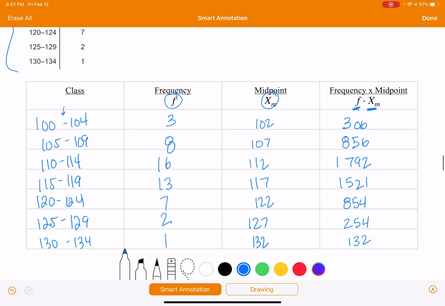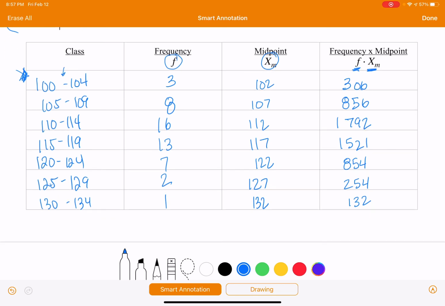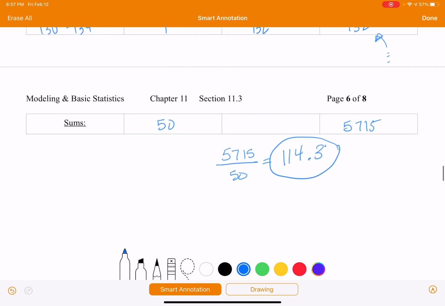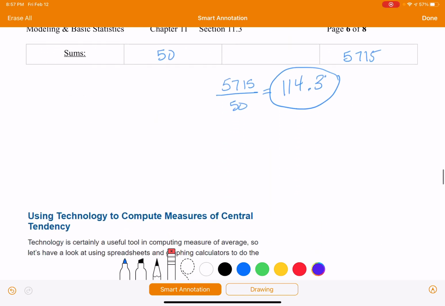So the steps are pretty much the same. We group our data from what we learned in the last video. We write down our frequencies. We write down our midpoints. And then we multiply them. Then it's still the average. So I still have to add all of these up and divide by the number of frequencies that I have. Notice I'm not dividing by 7. I'm dividing by the total of those frequencies. All right.